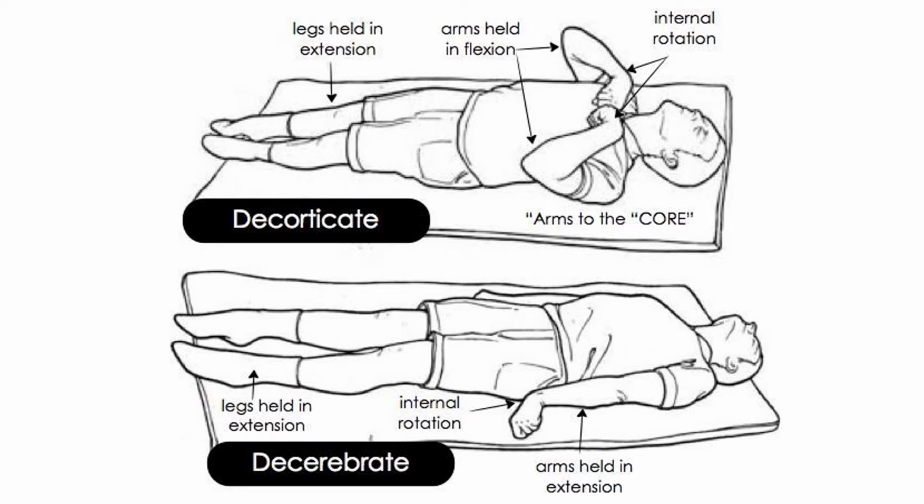The second one is decerebrate, which is not good at all. We'd rather see our patient decorticate than decerebrate. In decerebrate, the arms are held at the side in extension, not up to the core, but there's still internal rotation of the wrists, and the legs are still held out in flexion. So the only difference with decerebrate is the arms are at the side, held in extension, rather than up to the core. Okay.